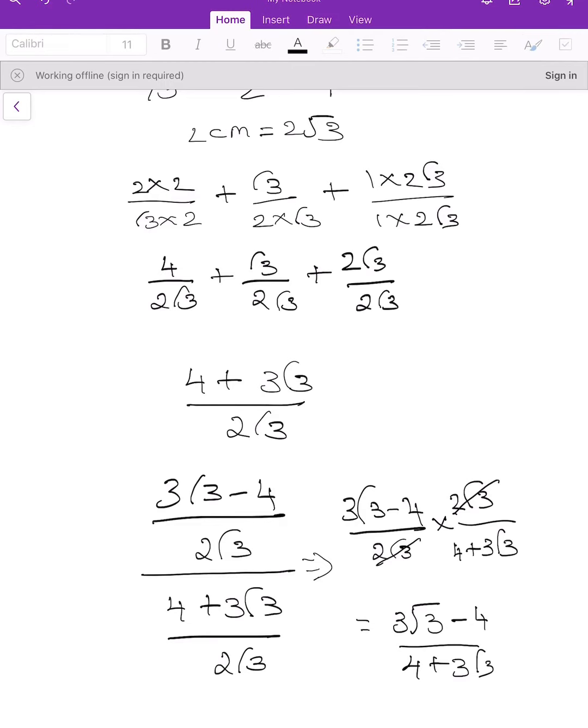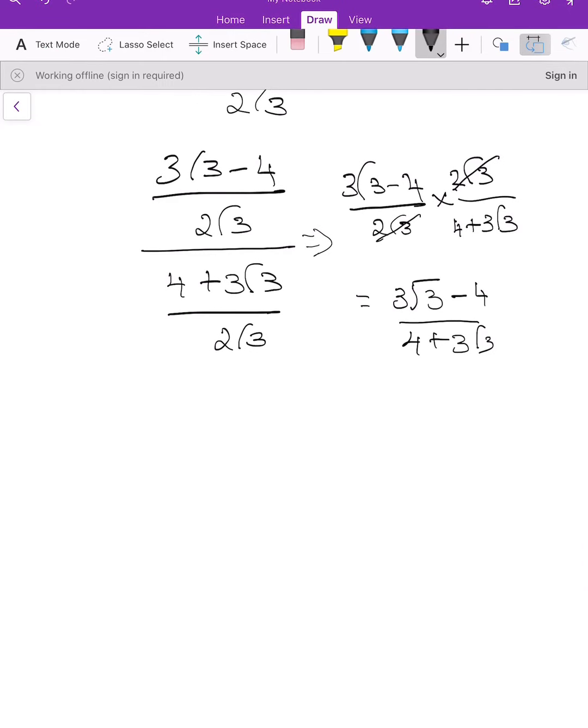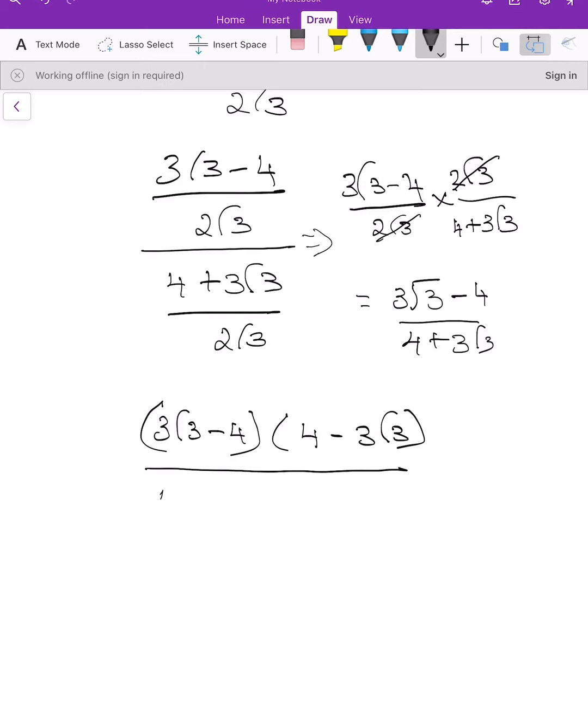Because I'm getting the denominator with a root number, I'll do the conjugate. I already told you what the conjugate is. So I'll write 3 root 3 minus 4 into, changing the sign, 4 minus 3 root 3, over 4 plus 3 root 3 into 4 minus 3 root 3.